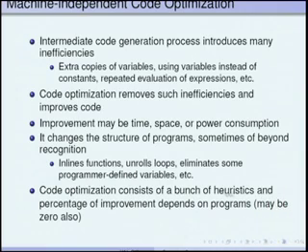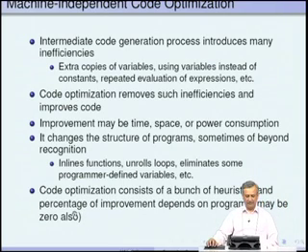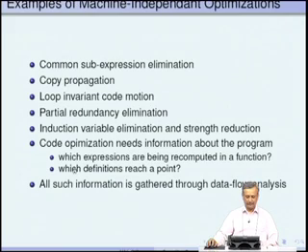Code optimization consists of a bunch of heuristics, and the percentage of improvement depends on the programs. Well, you see, this is a heuristic. So, it is not guaranteed to give you any definite result. If the improvement happens, then it is very good. If the improvement does not happen, even then it is not going to change the functionality of the code. That is the best guarantee that can be given, but on the average most of the programs benefit by code optimization.